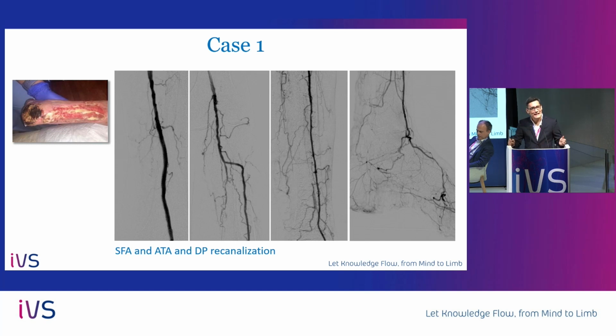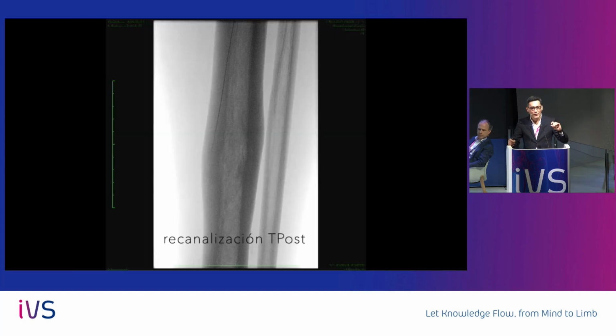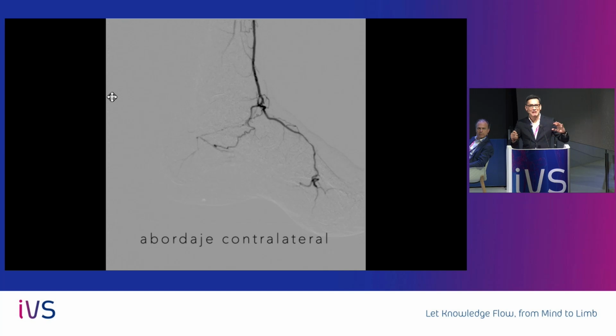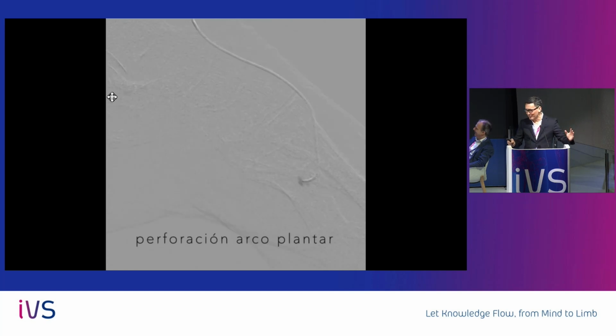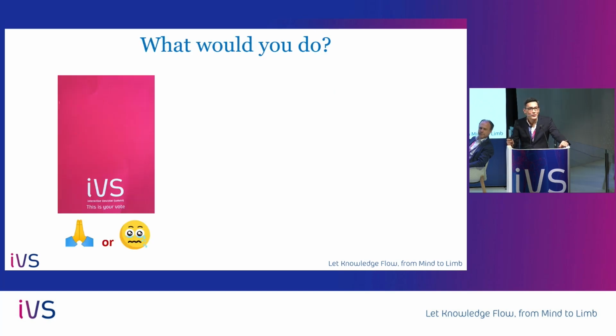So that's why we decided to go for the posterior tibial artery. Initially, we went down, drilling, but perforation. So we thought, well, DP is patent, go to the plantar arch, whack, perforation again. Wow. So what would you do? We have a perforation in the dorsal system, a perforation in the plantar system. So, cardboard. Would you cry and pray, red?